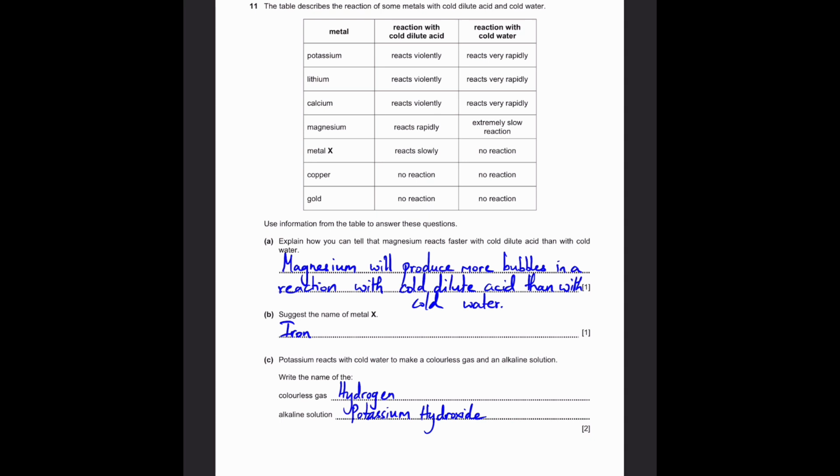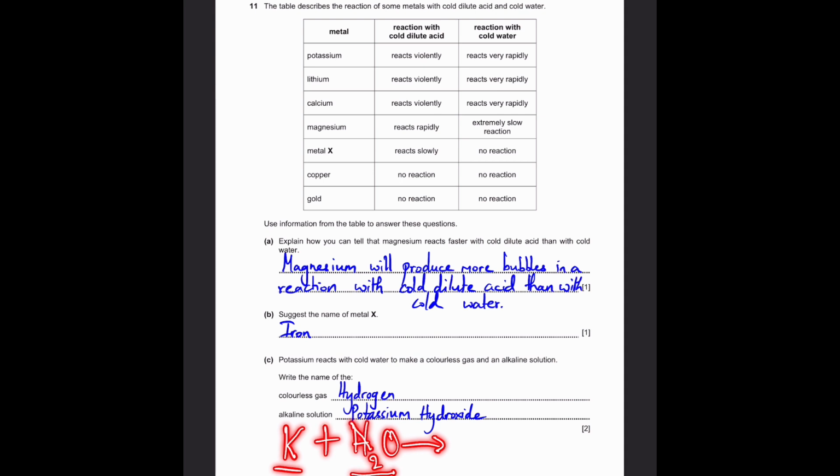C. Potassium reacts with cold water to make a colorless gas and alkaline solution. Write the name of the colorless gas, that's actually hydrogen, and the alkaline solution, which is potassium hydroxide actually. So let's just write this in the chemical equation to explain. It'll be K plus H2O because potassium plus water. So that'll make, let's take out one H from H2O. So that'll be just OH, right?